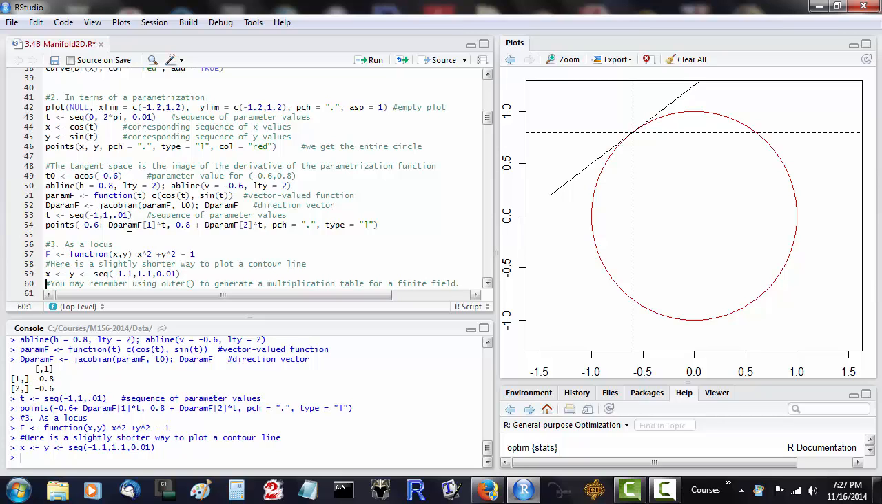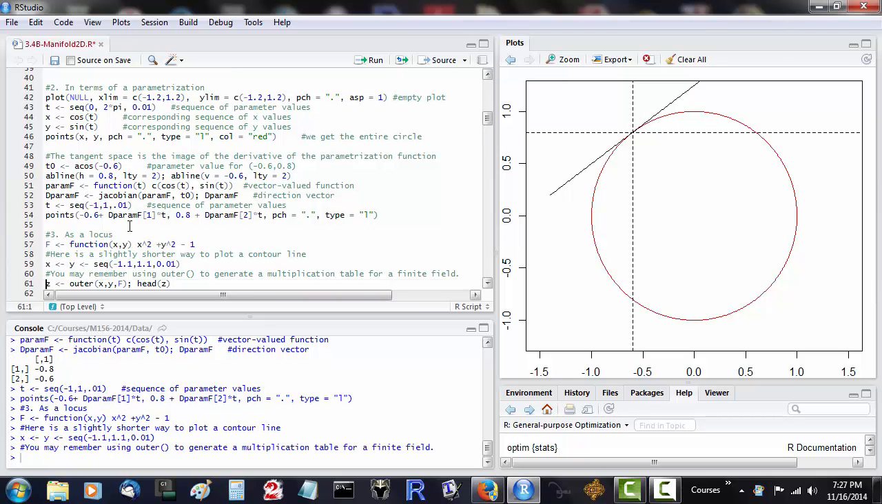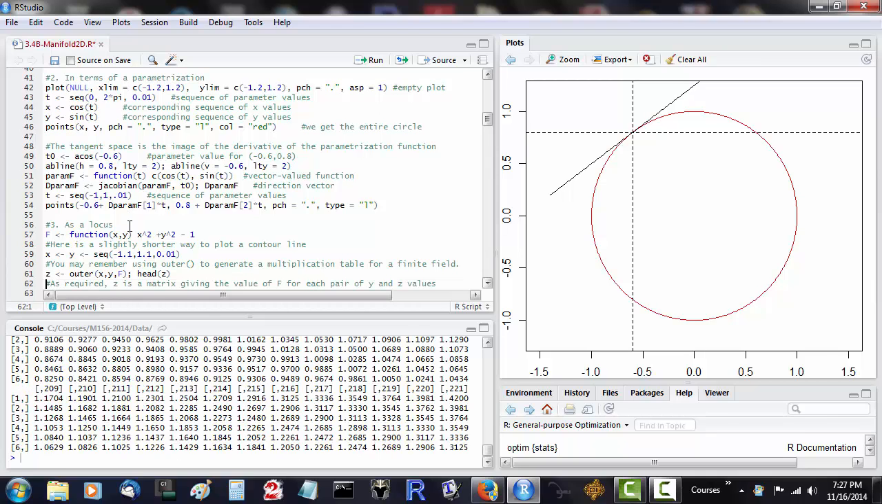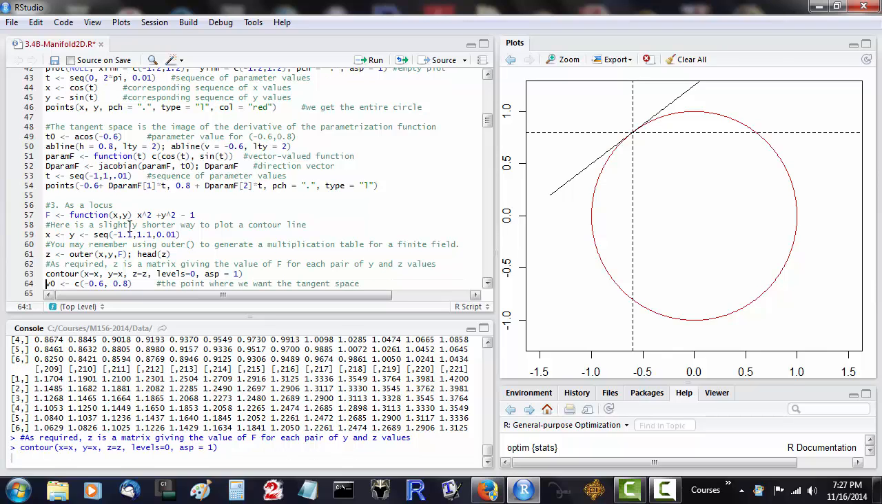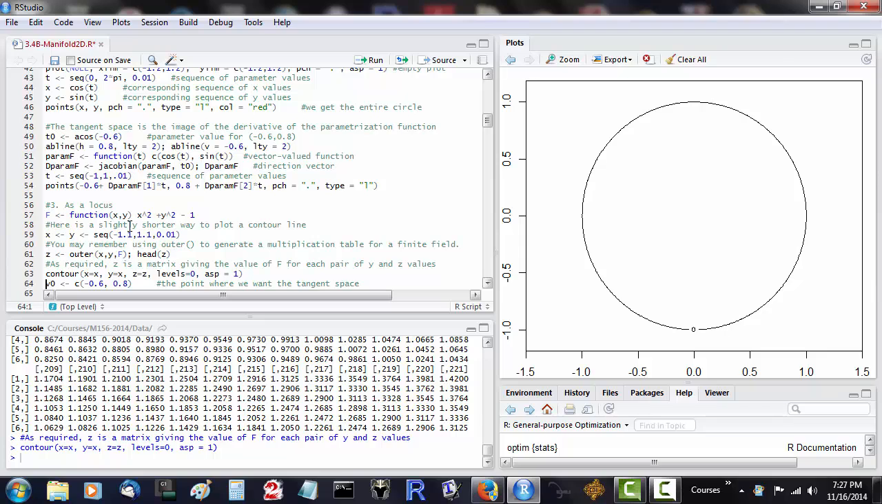Way back when, we used outer to generate a table of multiplication facts for a finite field. What outer does is to take a sequence of x values, a sequence of y values, and apply a certain function, which in this case is going to be the function f, to each pair. So that's what happens when I apply z, and if I ask for a little bit of z, I see I've got a gigantic matrix, which you may recall is what the contour function requires. So I ask to plot the contour lines, but the only level that I want is the contour line for level 0, and there's the circle.